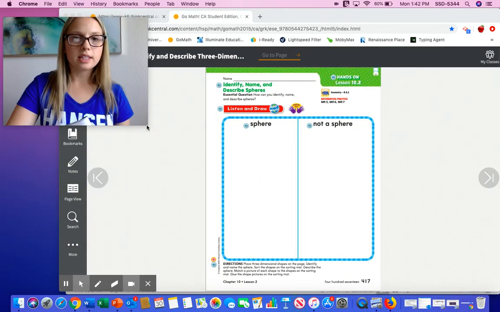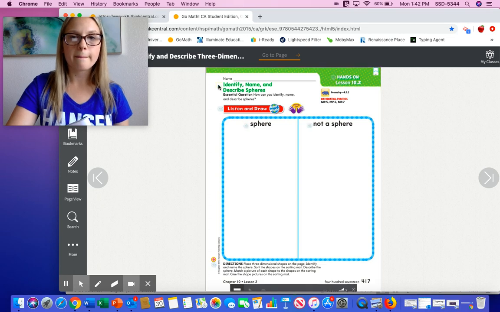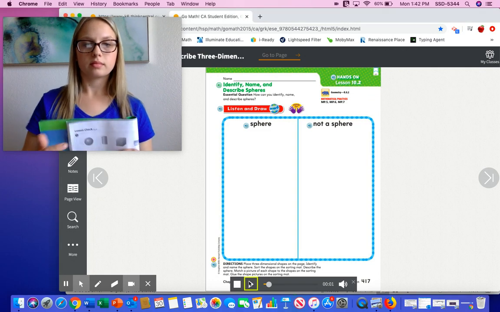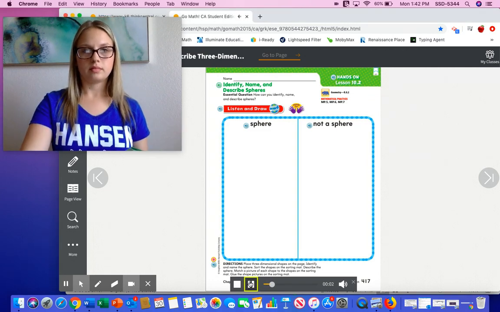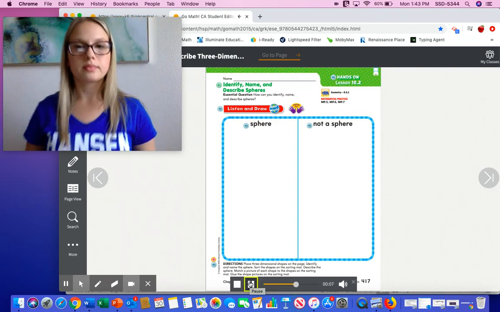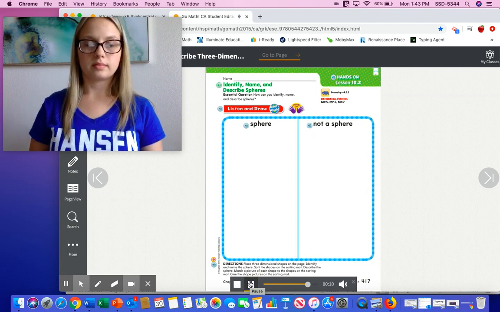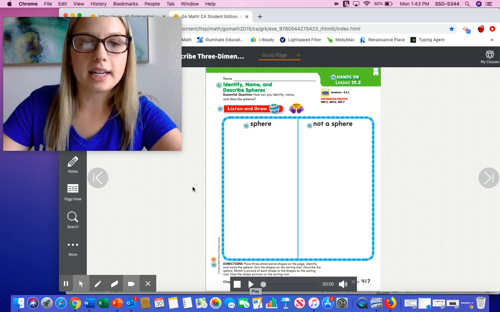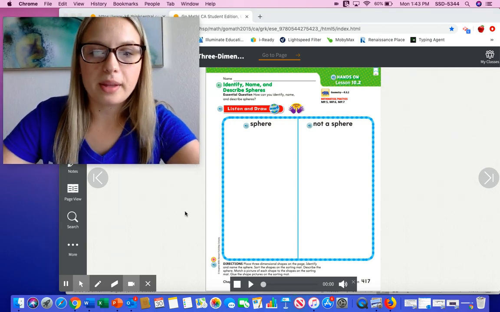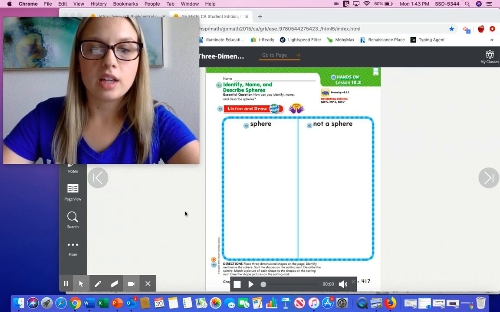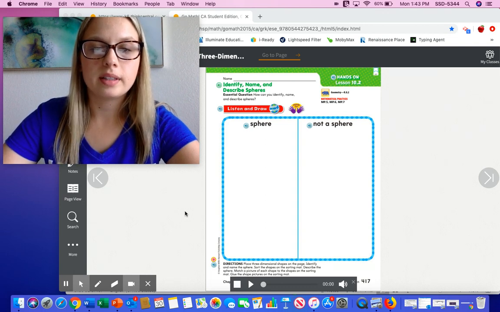Okay, this lesson is identify, name, and describe spheres. Essential question: How can you identify, name, and describe spheres? Okay, the first thing I'm going to do, it says, place a 3D shape on the page. Identify and name the sphere. Sort the spheres on the sorting map. Describe the sphere, and that's what we're going to do.